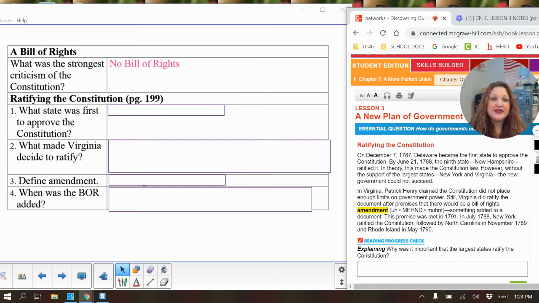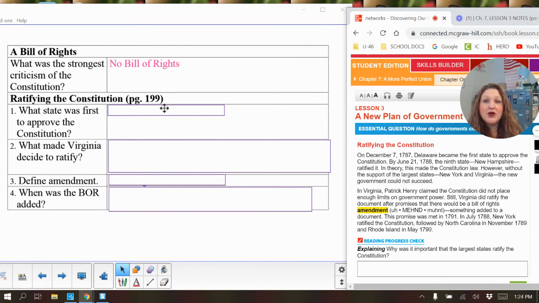On December 7th, 1787, Delaware became the first state to approve the Constitution. By June 21st, 1788, the 9th state, New Hampshire, ratified it. In theory, this made the Constitution law. However, without the support of the largest states, New York and Virginia, the new government could not succeed. So we're going to go ahead and answer that.